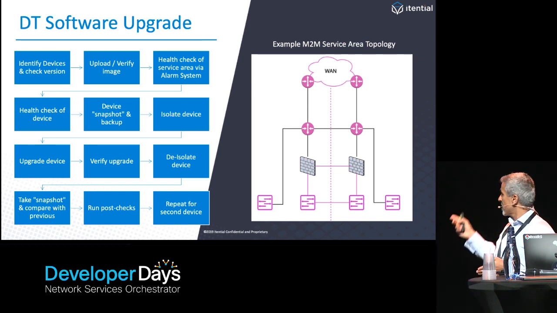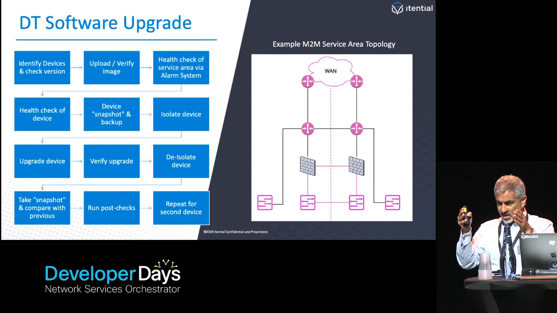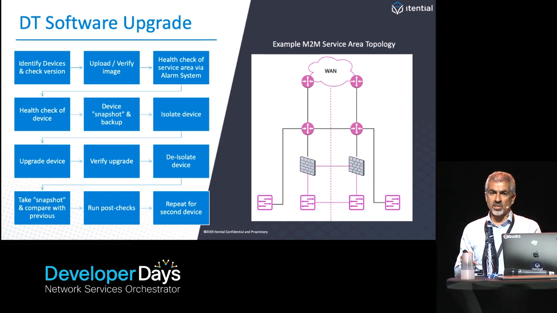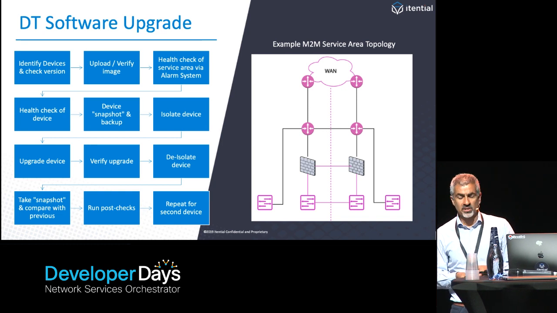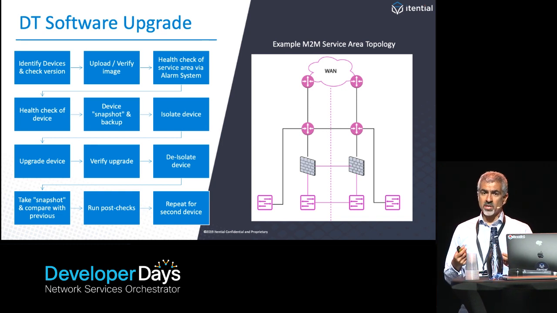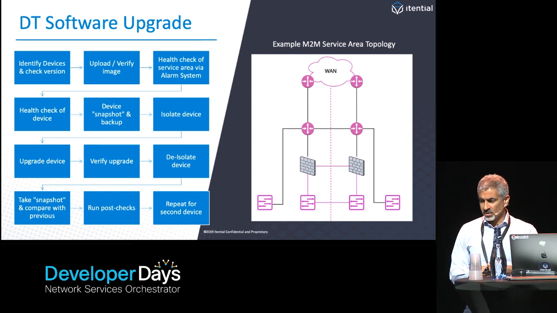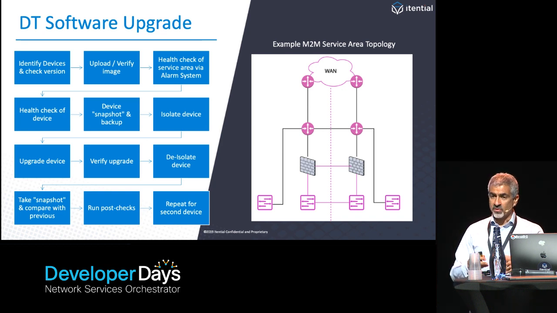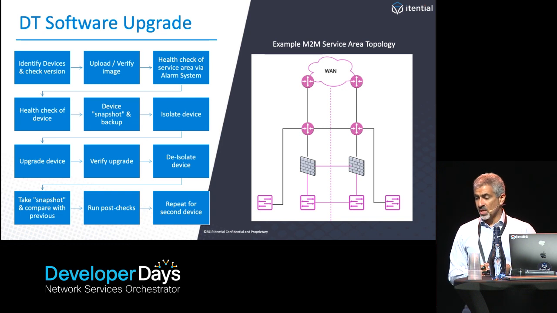The diagram on the right is the service area. The service area is an HA topology, so there's a high level of redundancy. When it comes to upgrading the devices, we want to do this in a way that can upgrade each pair. So the first thing we do is identify the devices, check the versions, upload and verify the images, making sure that the health of the entire service area is sound.